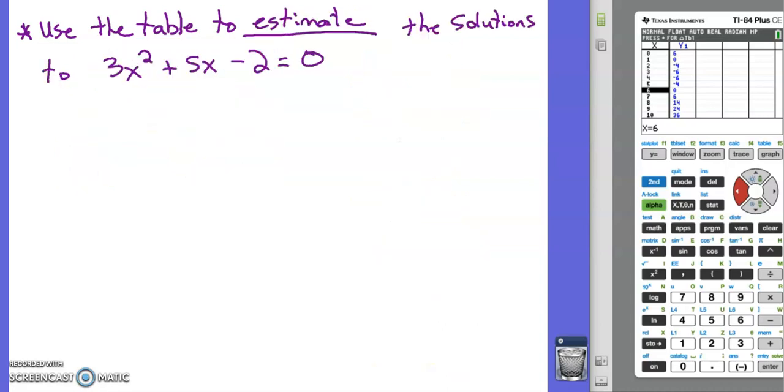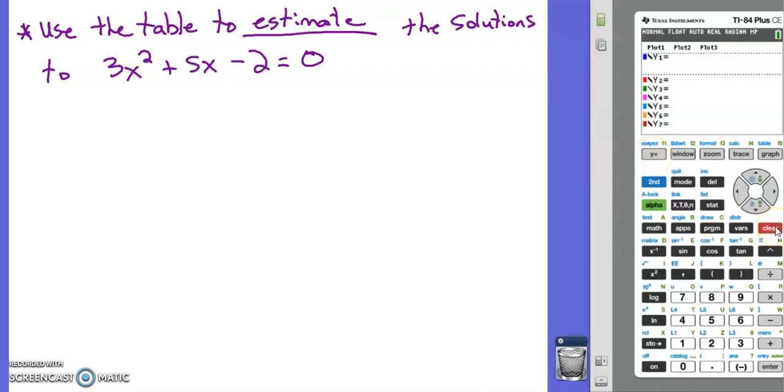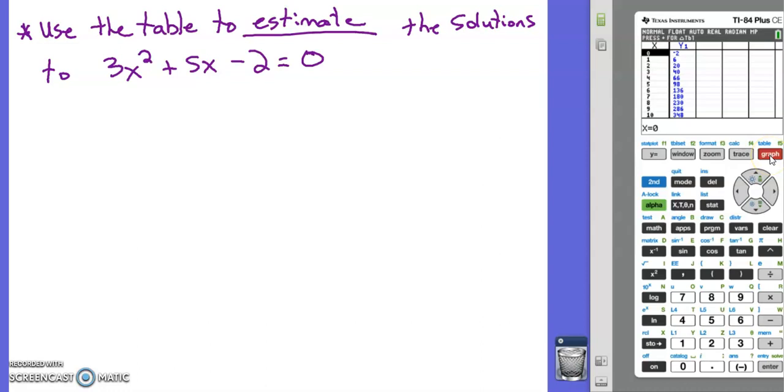Now let's look at another possibility here. It says use the table to estimate, because sometimes when you look at the table, you can't actually see it. I'll show you. We're going to plug this in, 3x squared plus 5x minus 2, and then look at the table. Remember, you're trying to find when this will equal 0. On this function, here's one solution: x equals -2.